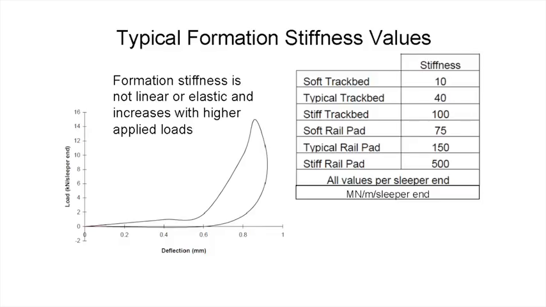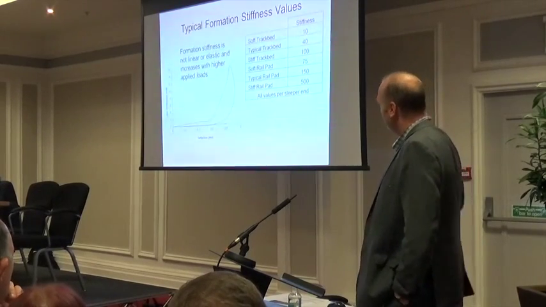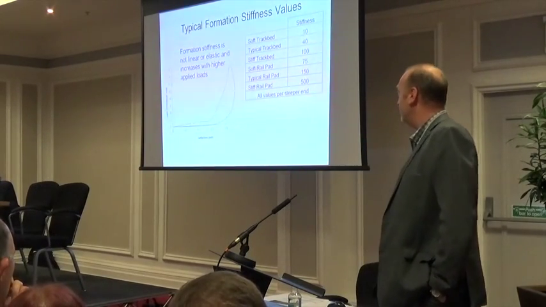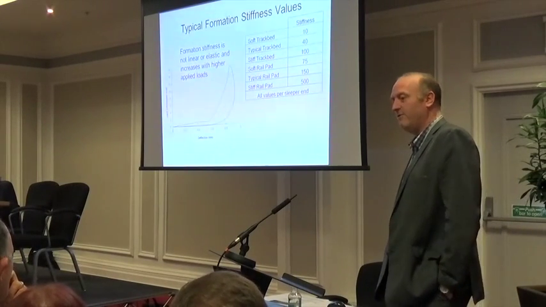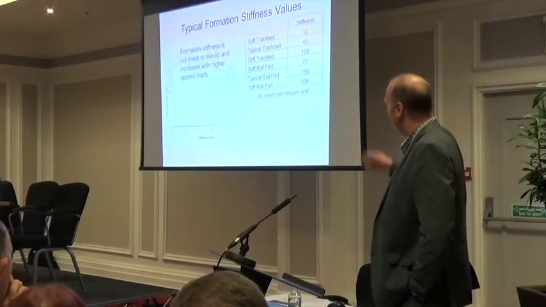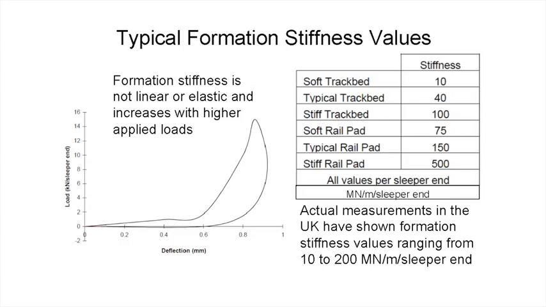If you look at some of the components, soft track bed, perhaps about 10 meganewtons per metre per sleeper end. Typical track beds around 40, this is formation. Stiff track bed maybe as much as 100, so 10 times higher in that situation. The other bit we can really vary in there, around the pads, we can use soft rail pads, typical rail pads, perhaps a very stiff rail pad, but even there, it's a limited amount you can alter the overall formation stiffness. I've looked at some history, some measurements.